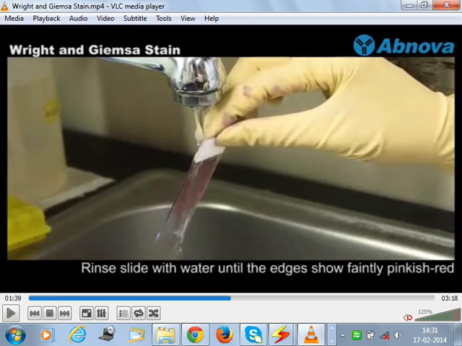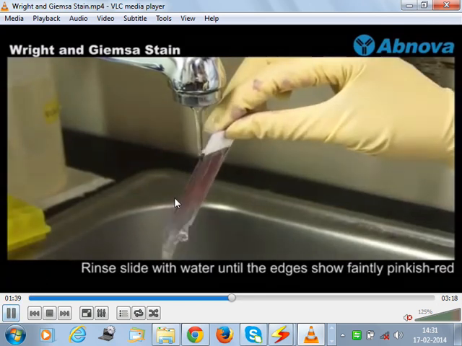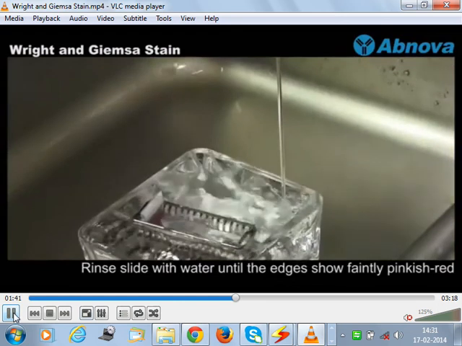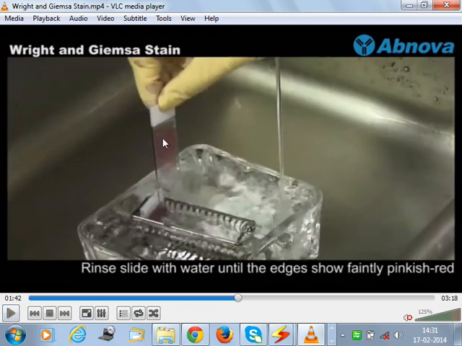We'll show you how to do it in the next class, as a practical demonstration. Okay? So this is how your slide will look when it is completely washed. Did you see that? Now what do you see? You see the smear fixed to the slide, and the cells would have got stained by now.